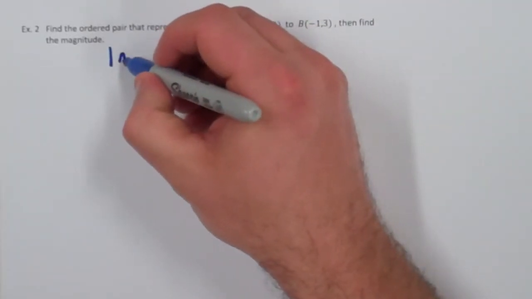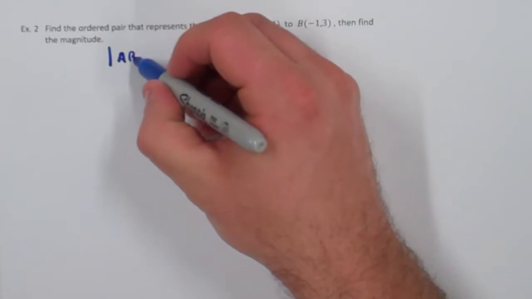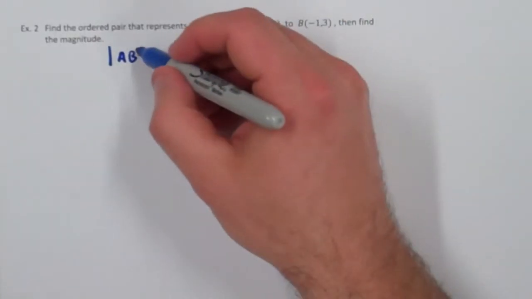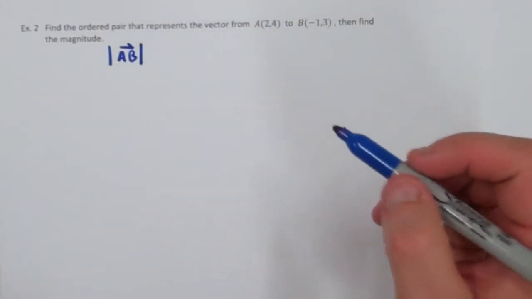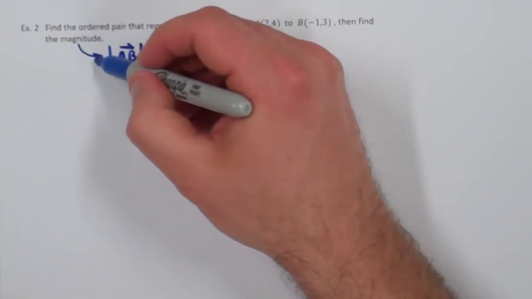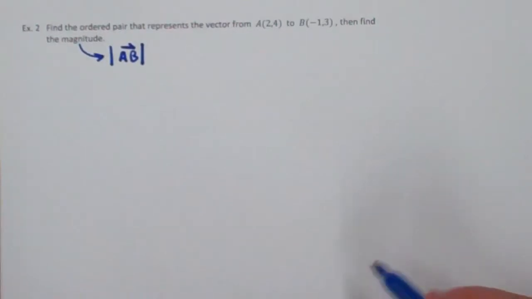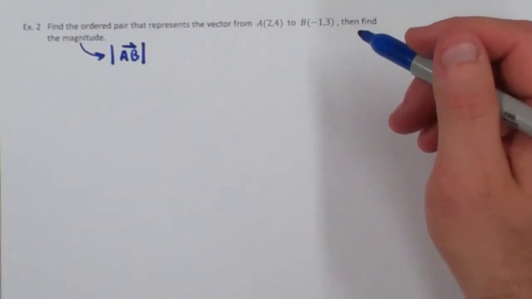And when we name this, we could name this vector with the initial point and then the terminal point with a little vector symbol over the top, and then enclose that. So this symbol also means find the magnitude.